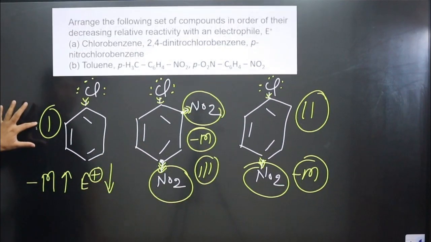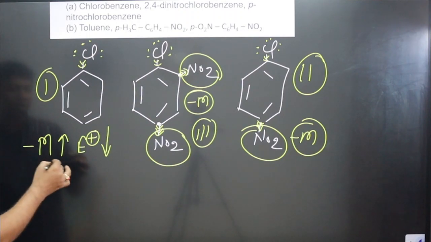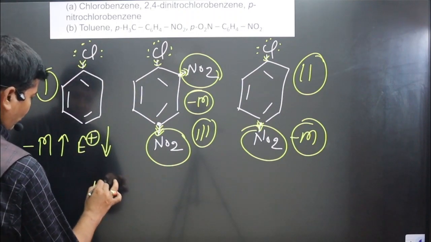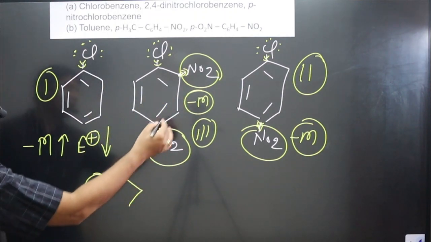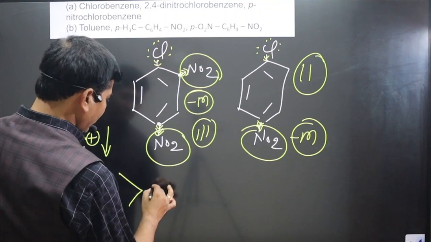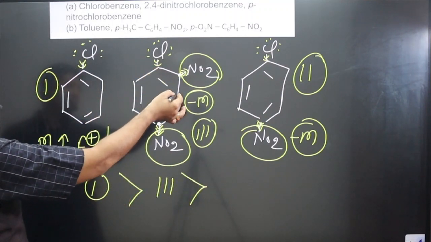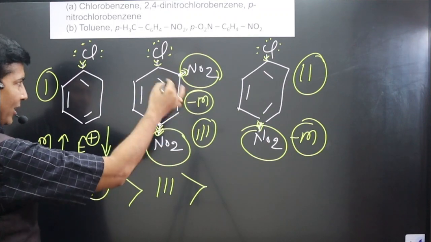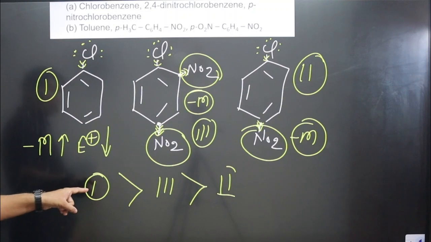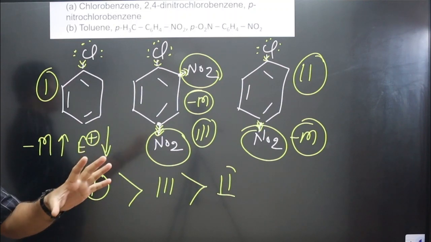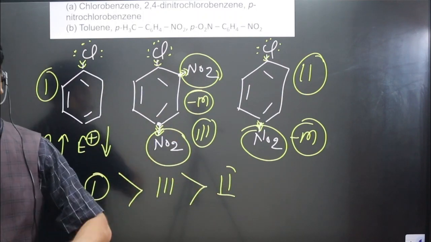So what is the order we are getting in this case? You can see first we have chlorobenzene. Okay, in decreasing order we have to write, and then we have para-nitrochlorobenzene, third is there, and in the last we have 2,4-dinitrochlorobenzene, second one is there. Okay, so in the first one, chlorobenzene, attack of the electrophile is very fast, and least in the second, because in this case the minus M group effect is very high.